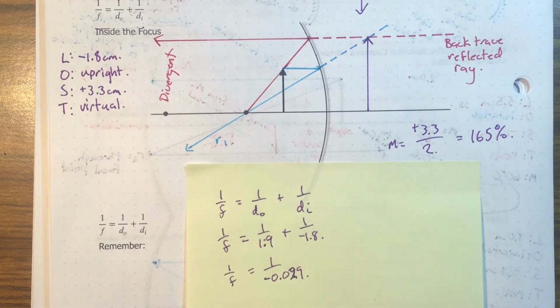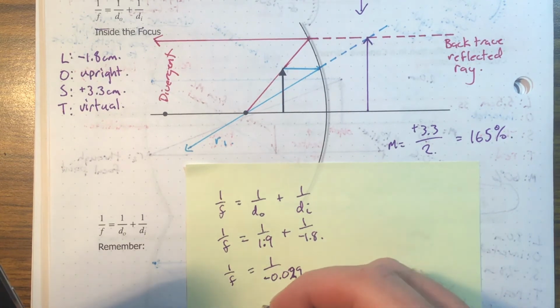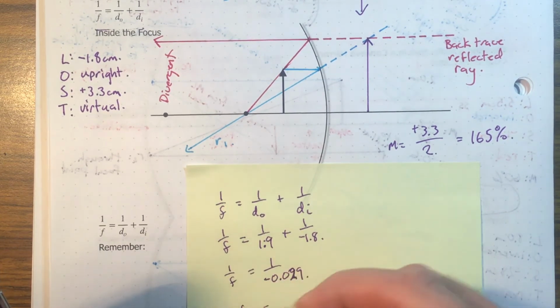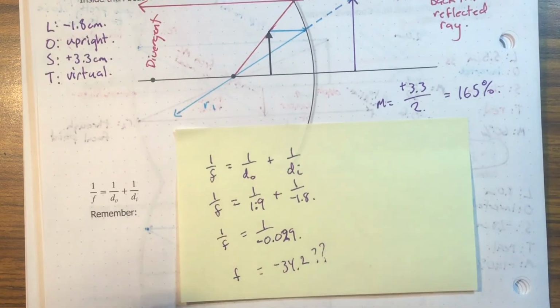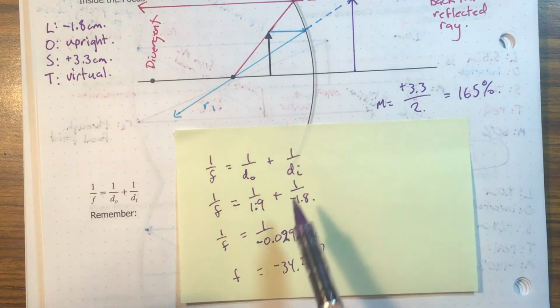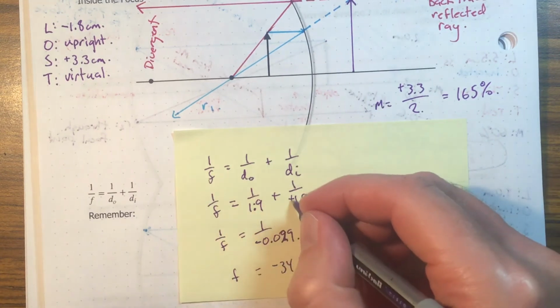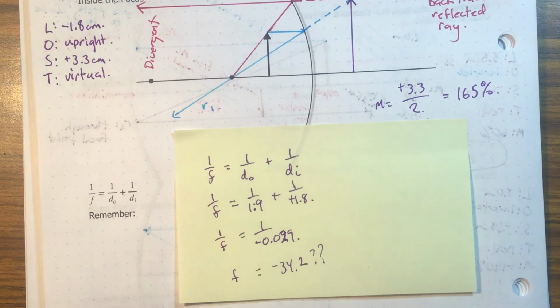Do 1 divided by my answer to get negative 34.2. Haha, this sure didn't work. I got my focal length to be negative 34.2. That's a big mistake, because it definitely isn't 34.2. Something's way off. I think it's because this is supposed to be positive still, surprisingly. Let's change that to positive and see what happens.